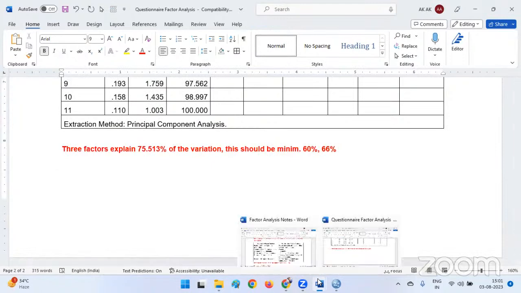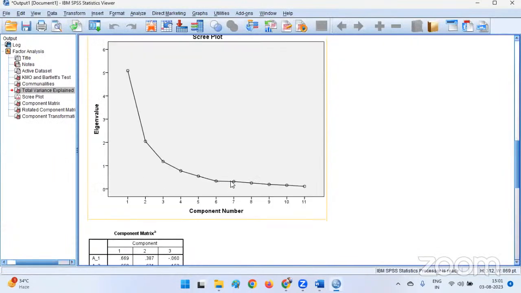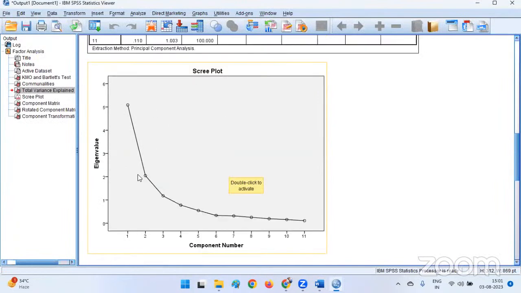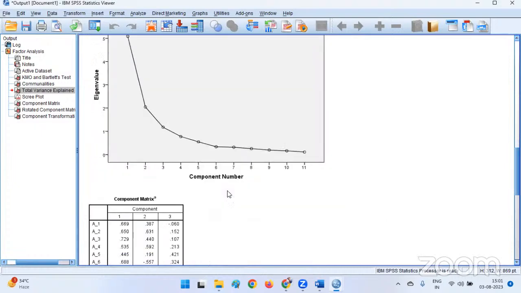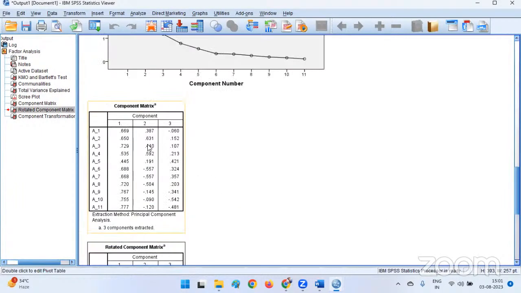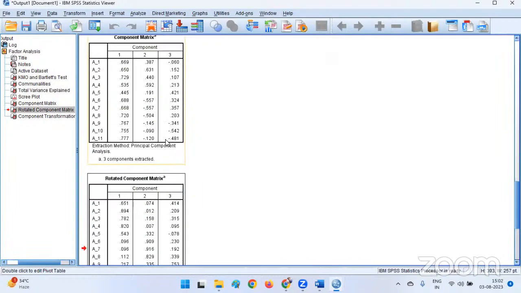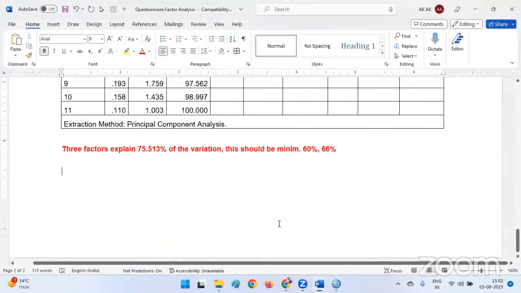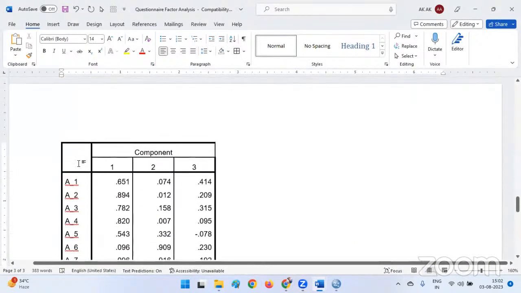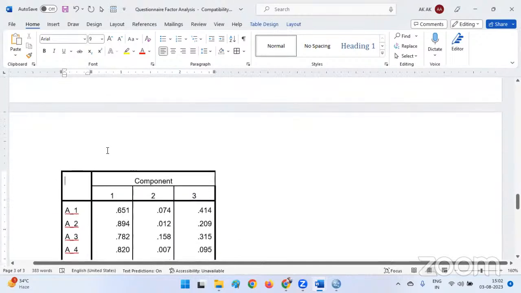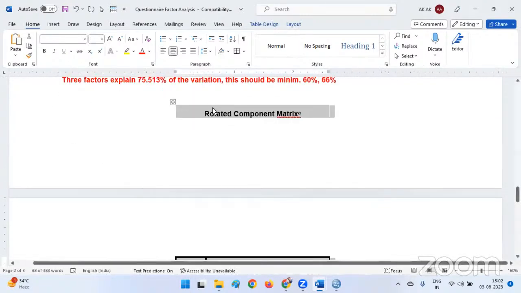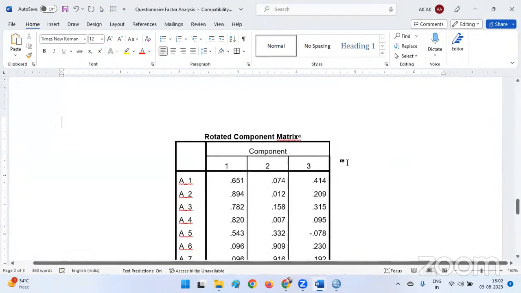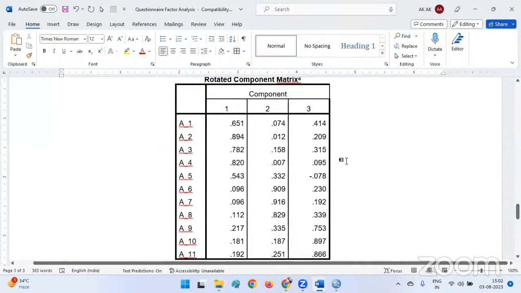The last and the most important one is, we can leave the scree plot. It is a graphical representation of eigenvalues. The first eigenvalue is 5 point something, then 2, then 1, like that. Then we go to the rotated component matrix. There are 2 matrices. One is the component matrix, the other is the rotated component matrix. So we copy the rotated component matrix and paste it here. I will show you another rotated component matrix, but let us understand it.